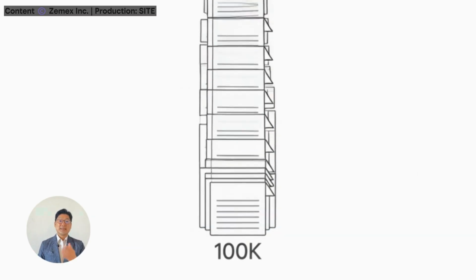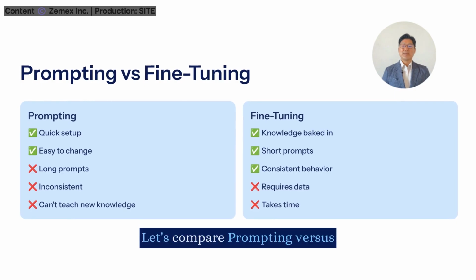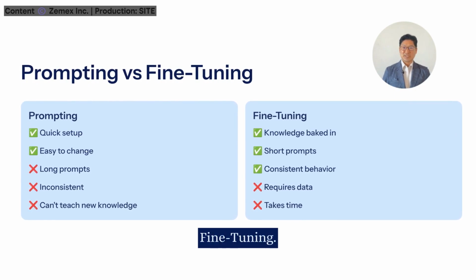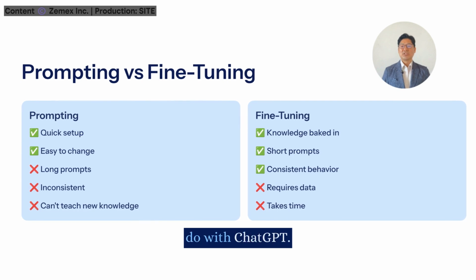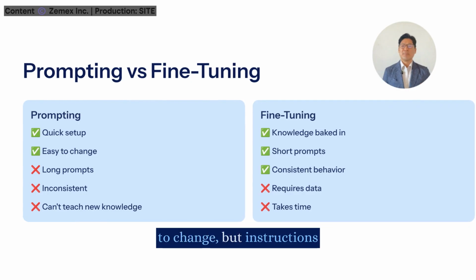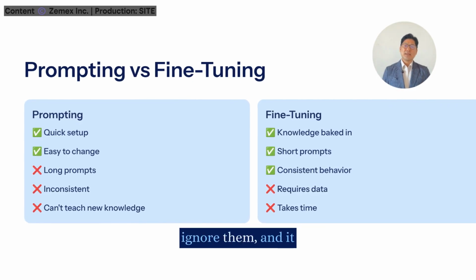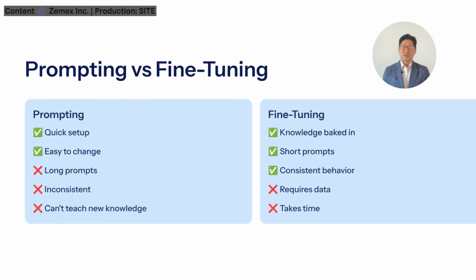The rule is that more data is better, but even a small amount, like 100 examples, can show improvement for simple tasks. You might wonder, why not just use better prompts? Let's compare prompting versus fine-tuning. Prompting is what you do with ChatGPT. It is quick to set up and easy to change, but instructions can be long and expensive. The model might ignore them, and it can't teach truly new knowledge.